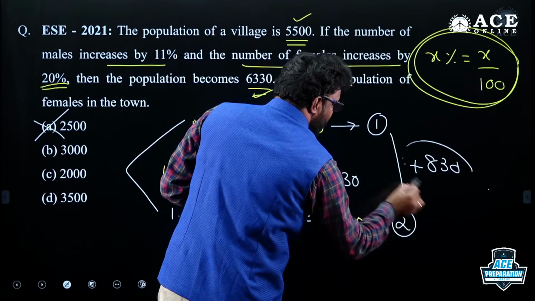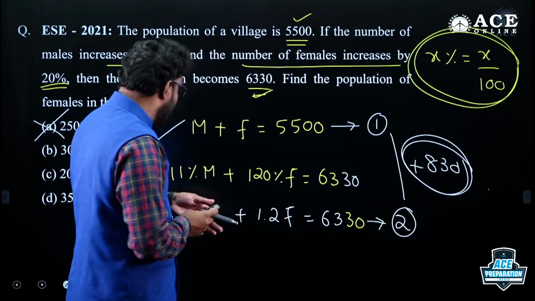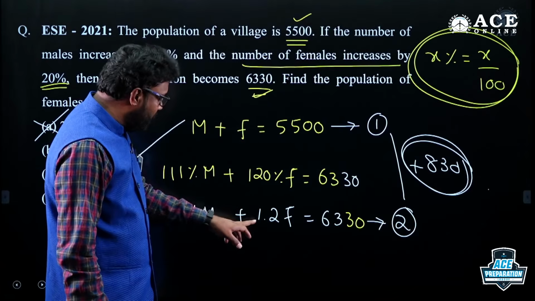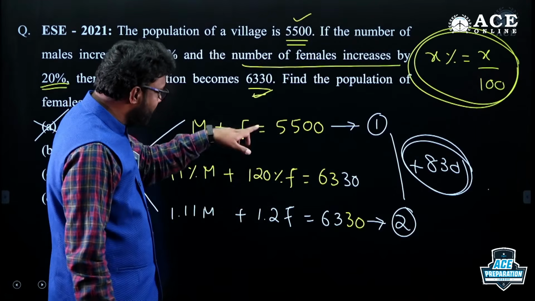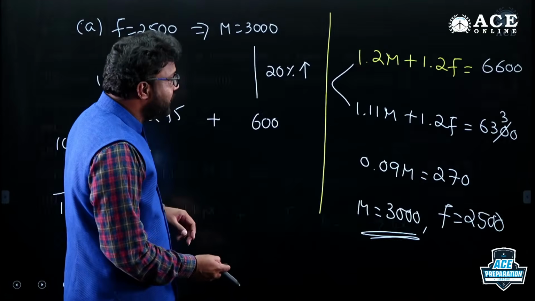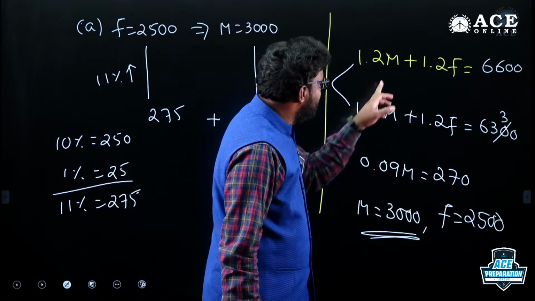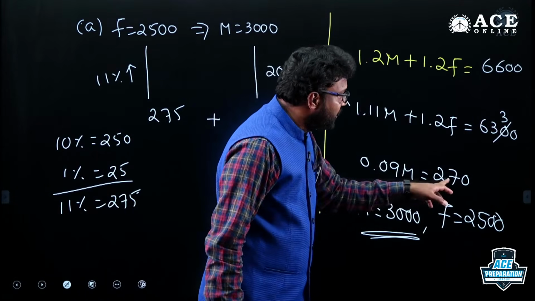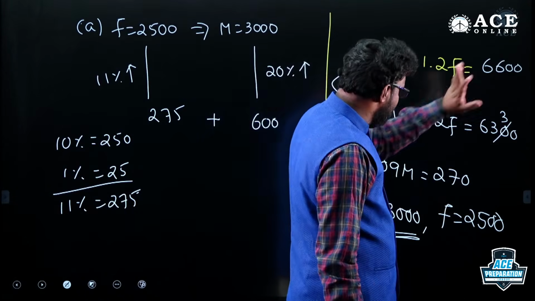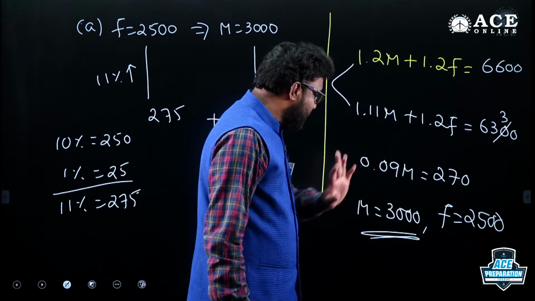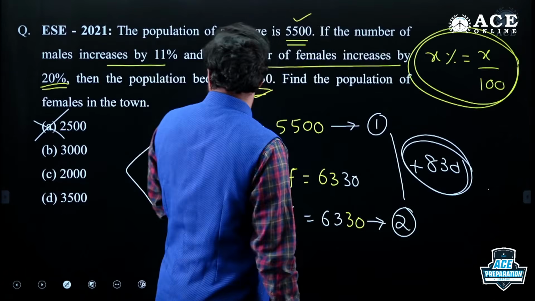Okay, cool. While doing equation solving, we multiplied this with 1.2 to make sure these females will get cancelled, and we are finding the males here. Males is nothing but 0.09 m is 270. Yeah, clearly 270 we have. Males is nothing but 3000, and obviously females.